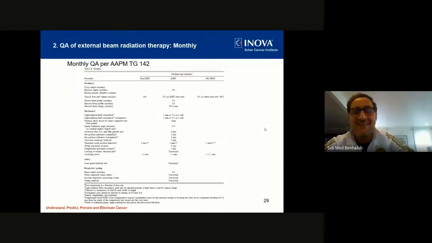It used to take me maybe 1 hour, but now it is taking more time because we have newer machines, new equipment, new techniques. So this QA keeps adding more time. For example, why I'm saying 1 hour: because we do gating, so we have to include the gating parts. We do surface guidance, so we have to include the surface guided part. We do several things, so this is why the QA is getting longer and longer.